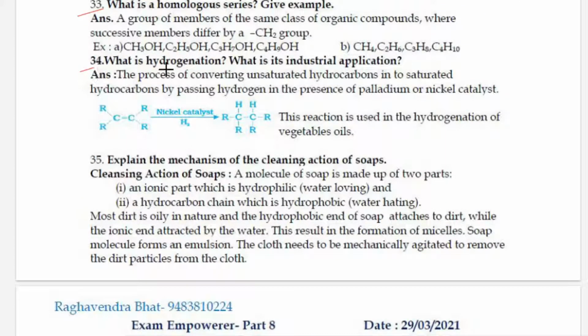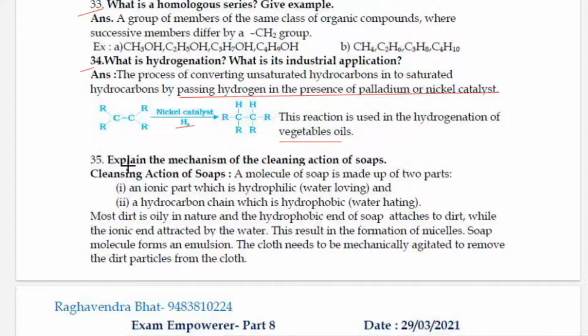Next question, what is hydrogenation? What is its industrial application? The process of converting unsaturated hydrocarbons into saturated hydrocarbons by passing hydrogen in the presence of palladium or nickel catalyst is known as hydrogenation. The industrial application is that this reaction is used in hydrogenation of vegetable oils. Here we can see nickel as a catalyst, by passing the hydrogen gas in the presence of nickel catalyst here.